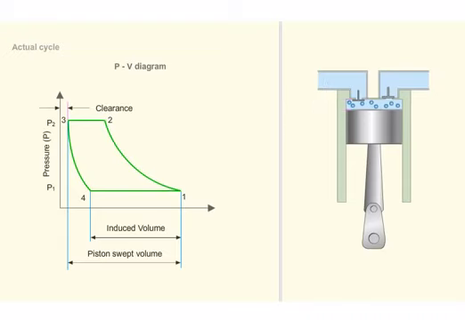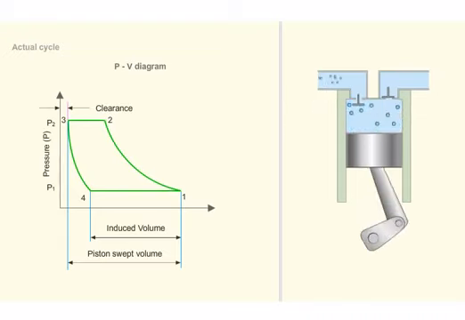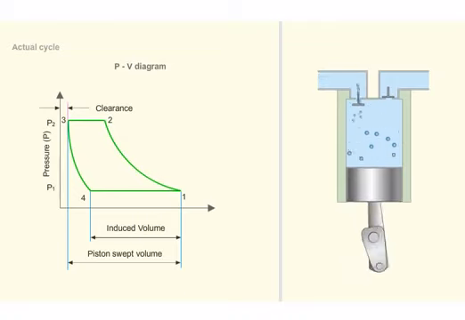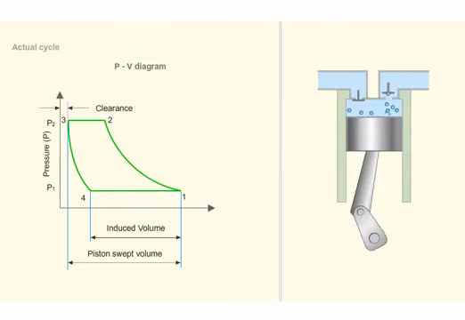As the piston moves down for induction, the pressurized air remaining in the clearance volume expands. Induction of air starts as soon as the pressure in the cylinder drops below the atmospheric pressure. Therefore, the actual induced volume of air will be lesser than the piston swept volume.